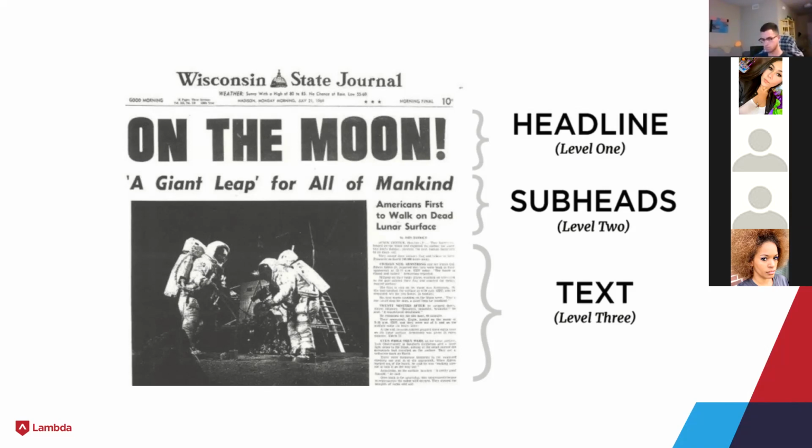We can see that this newspaper is using strong text hierarchy to emphasize the most important information first. The most important information is that headline that's highlighted, "On the Moon," which is being treated as level 1. Then as we gradually go down and scan the page, we have our second most important piece of information, which is our subheader, "A Giant Leap for All of Mankind." And then as we continue to scroll down, we have our body text, our level 3.